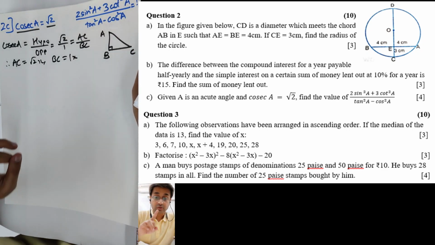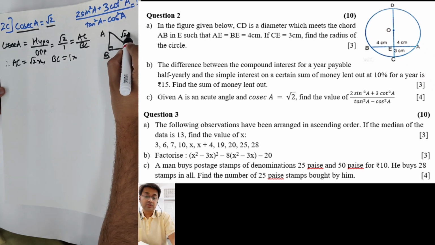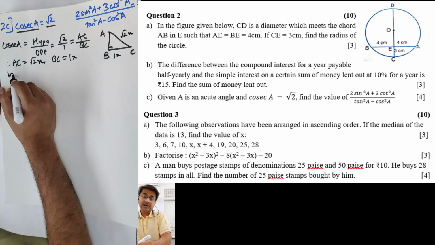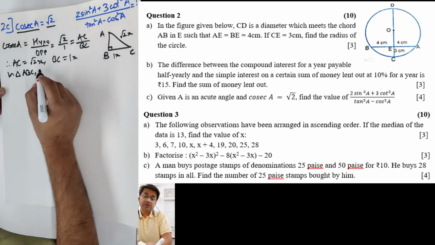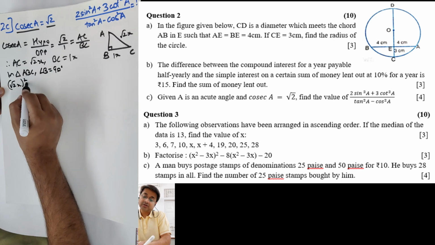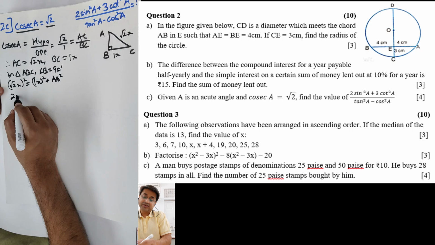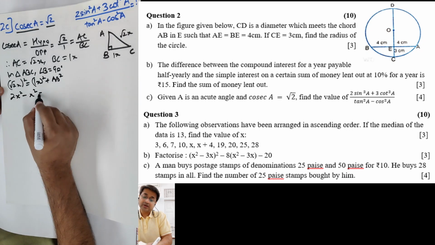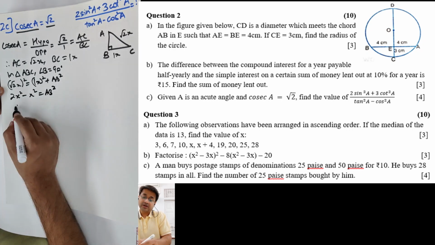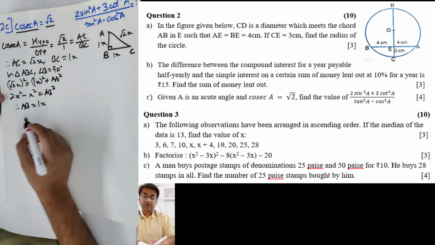Don't directly say root 2, that's incorrect. You have to use the variable x. So this is root 2x and this is 1x. Let's apply Pythagoras theorem. So in triangle ABC angle B is 90 degrees. So root 2x the whole square is equal to 1x square plus AB square. So I shall get 2x square minus x square is equal to AB square, and therefore AB basically is just 1x. So both of these are 1x.